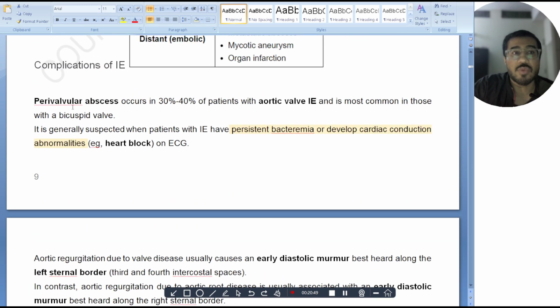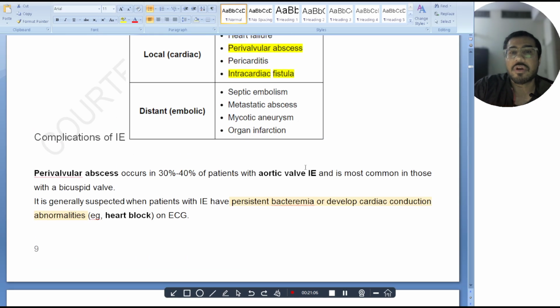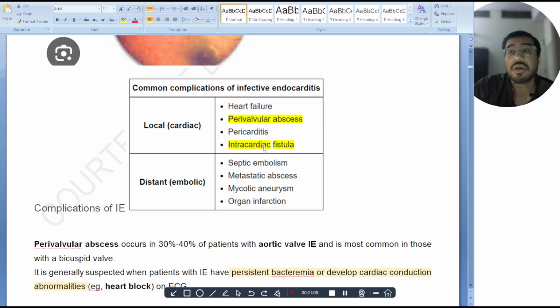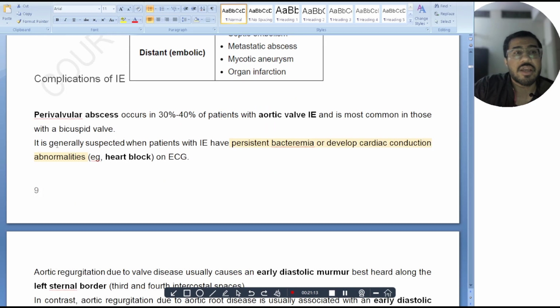So let's give it a read as well. Perivalvular abscess occurs in 30 to 40% of patients with aortic valve infective endocarditis and is most common in those with bicuspid valve. So infective endocarditis can involve the aortic valve or the mitral valve. For example, if it involves the aortic valve and causes aortic regurg, the constant regurg chronically can cause heart failure. That's why they've written heart failure here. So it is generally suspected when patients with IE have persistent bacteremia or develop cardiac conduction abnormalities. That's how you tie in the perivalvular abscess.